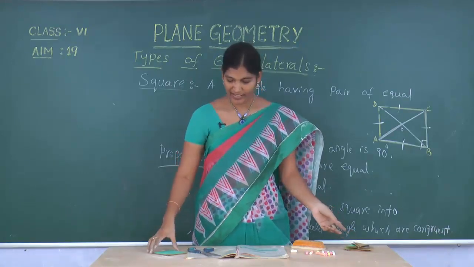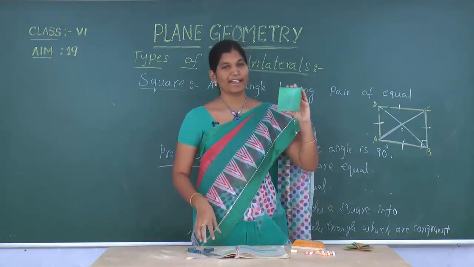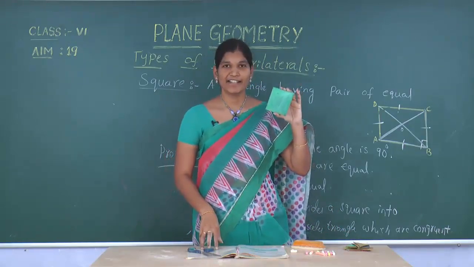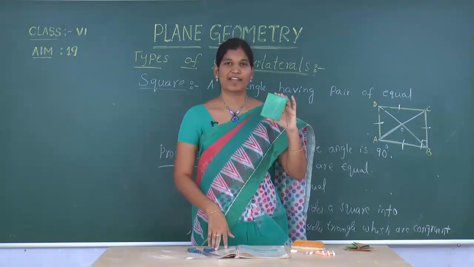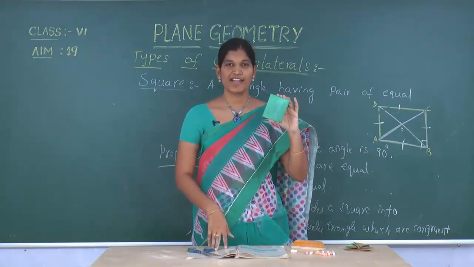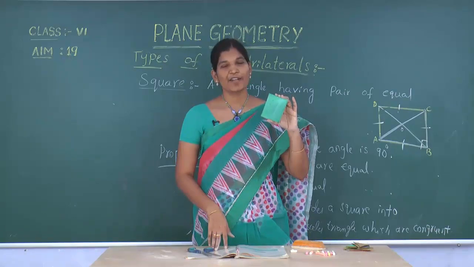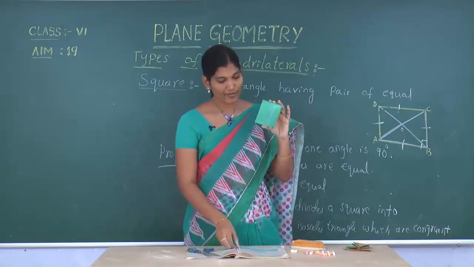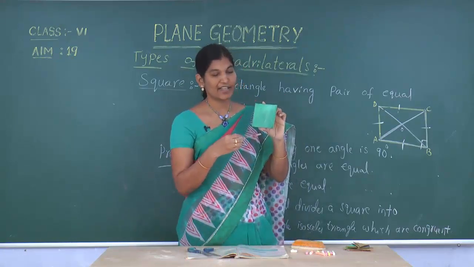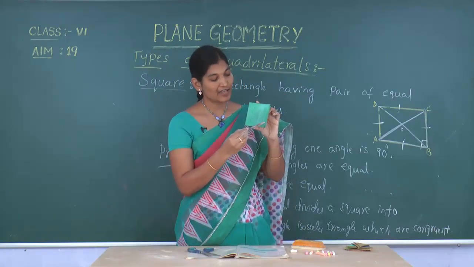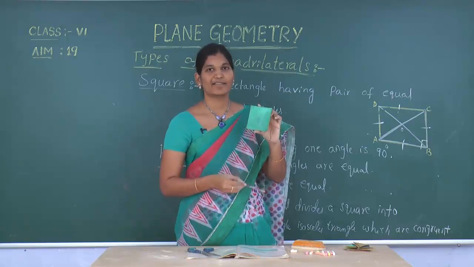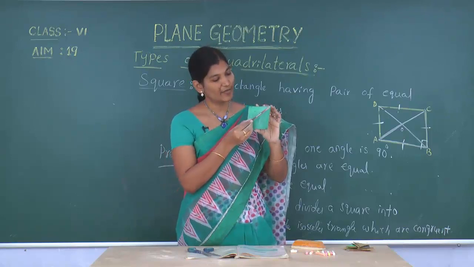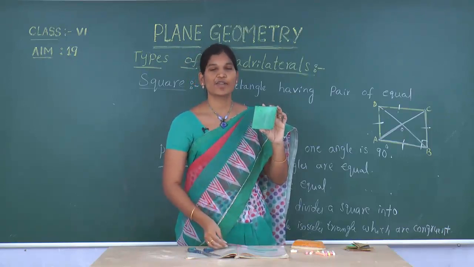Next, let me take a square. It is a square. How does it form? In a rhombus, if one angle is 90 degrees, then it becomes a square. Otherwise, in a rectangle, if one pair of adjacent sides are equal, it becomes a square. And we know that in a square, all sides are equal and all angles are also equal. And here the diagonals are also equal. If you measure the lengths of the diagonals, they are also equal.